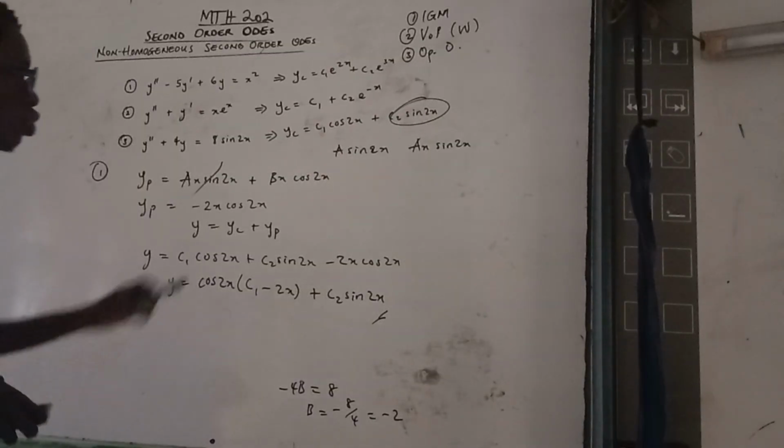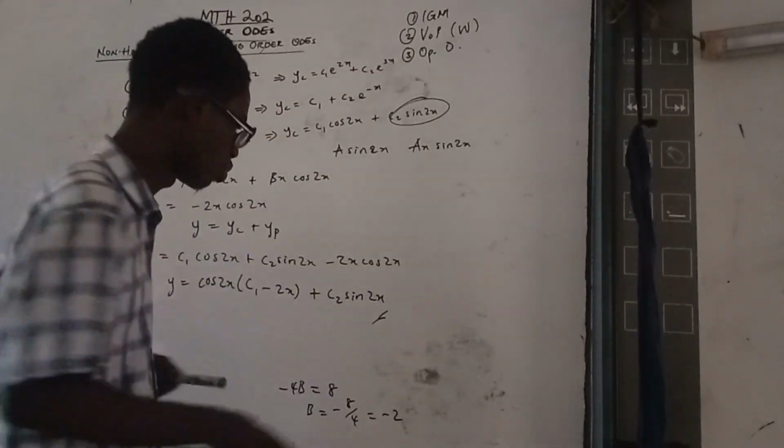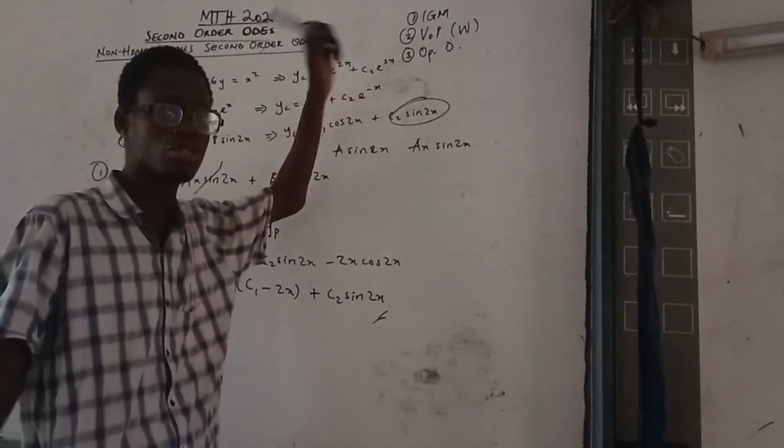And that's all about the method of undetermined coefficients, or initial guess method. And that brings us to the end of this video. In the next video, we are going to talk about variation of parameters.